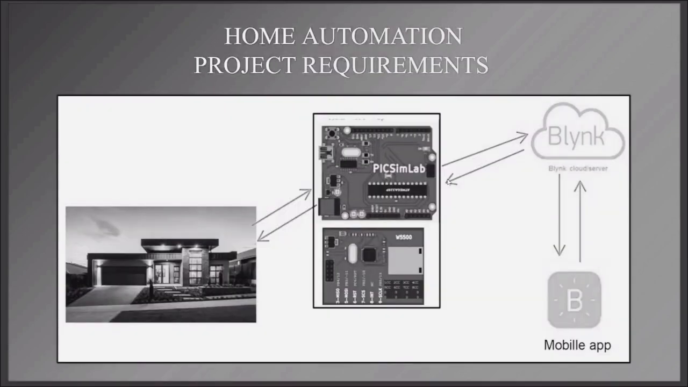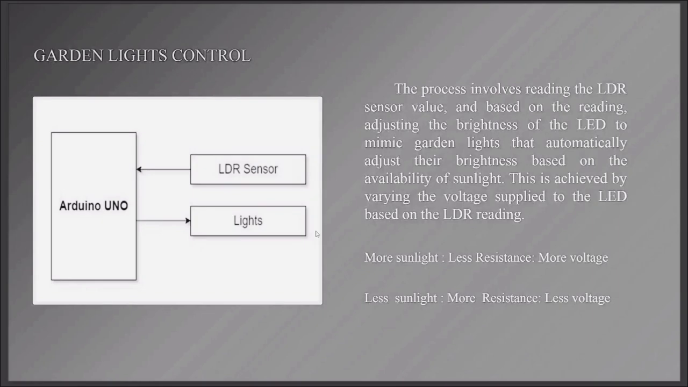So, starting with the project home automation. Garden lights control. Here we use a sensor called LDR sensor, which is used to read the input based on the sunlight, and we are going to control the brightness of the LED. This is achieved by varying the voltage supplied to the LED based on the LDR reading.